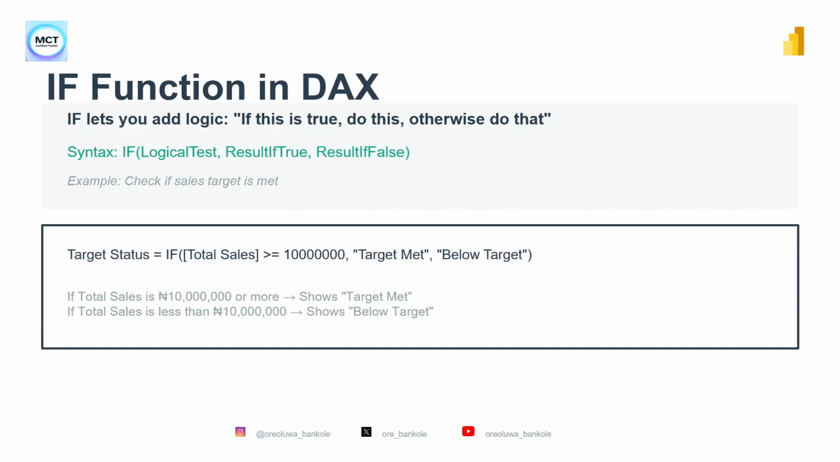So we want an example. We said we want to show if the sales target is met. So for example, if our target is greater than or equal to 10 million, then target met. But if it is not, below target. Are you following me? As simple as that. It's very, very easy and straightforward.